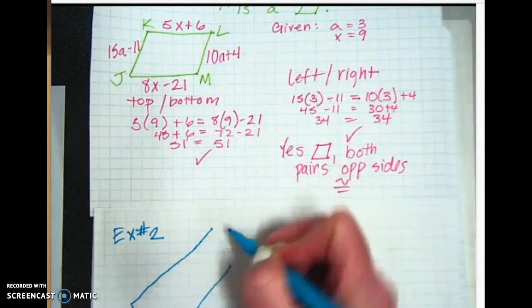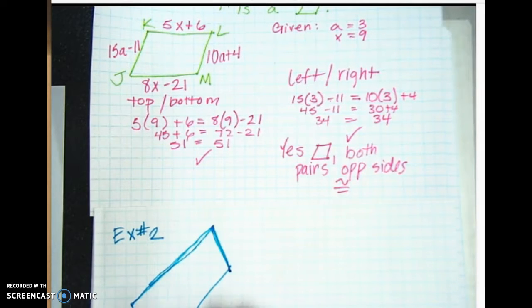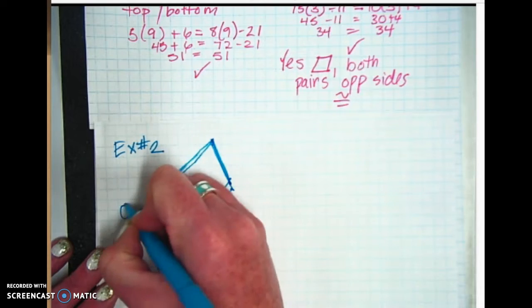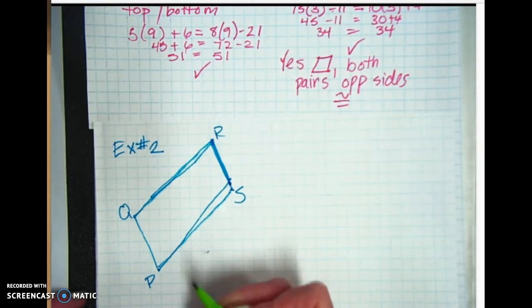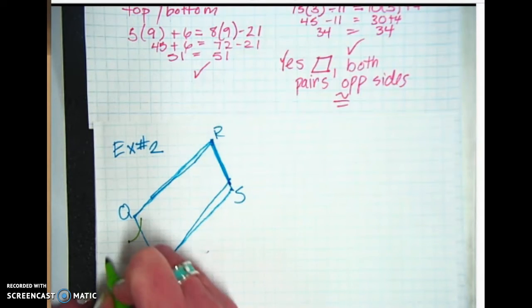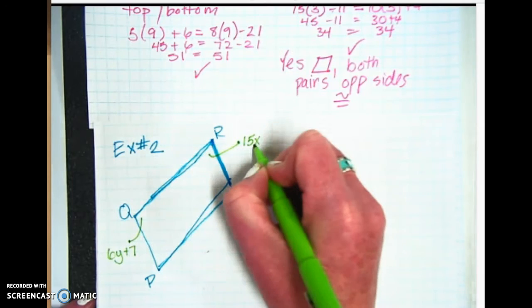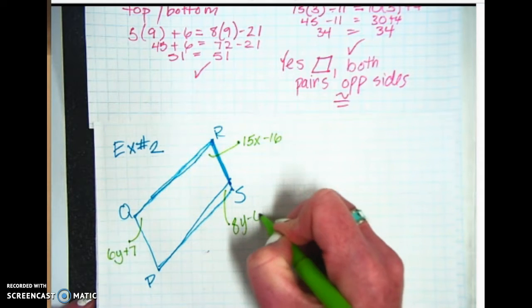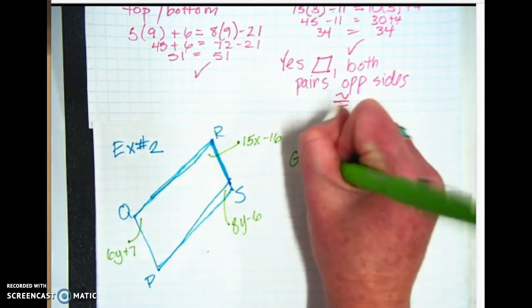We're going to draw, whoop, that was not the best parallelogram I've ever drawn. Let's try that again. There we go. All right. So we'll call this parallelogram PQRS. And let's get some information. Angle Q right here is going to be 6y plus 7. Angle R up here is going to be 15x minus 16. And angle S down here is going to be 8y minus 6. Okay. And I'm going to give you some information just like I did in example 1.